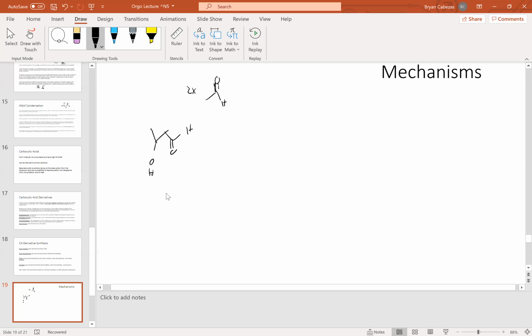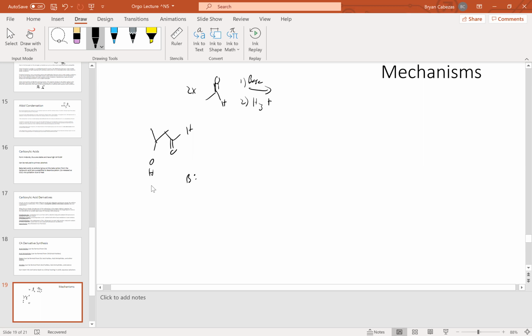And then let's say we have a base here. If we introduce this, we have our base, and then eventually we have our acid. Let me go to my notes real quick. So once we have that, we're going to form this group right here.